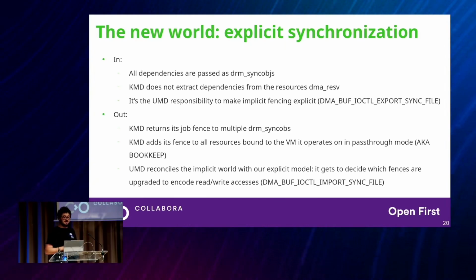On the output side of things, the kernel mode driver now can fill up multiple sync objects. And by default, it won't participate in implicit synchronization. It will still add its job fence to the resv objects, but it will do so with a specific flag that says, I'm there, I'm going to do something with the buffer, but it's the user space driver that's going to decide whether it's a read or a write. And so it's the user space driver that's in charge of reconciling the implicit synchronization world with the explicit one.